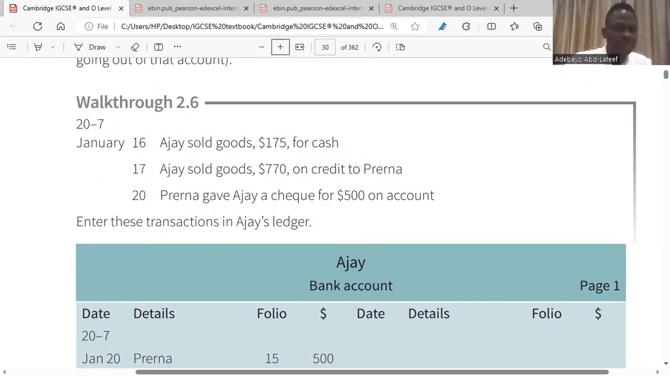This one, the first one, is credit. Which one? On the 16th? Are you talking about 16th or 17th? On the 16th, we're going to have sales account and cash account. The sales account we have credit. The cash account we have debit. You receive cash. On the 17th, I just sold goods 770 on credit to Prerna. So we're going to have sales account, which is a credit, and Prerna's account, which is going to be a debit. That's trade receivable.